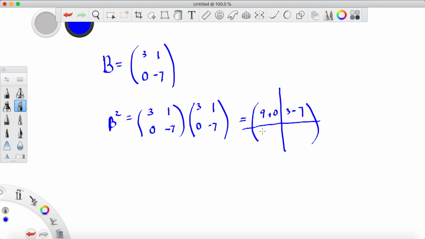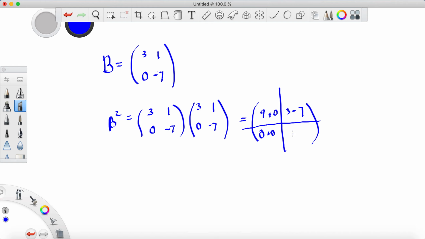Okay, so this position is row 2, column 1, so that should correspond in this matrix to the second row, and here the first column. 0 times 3 is 0, plus -7 times 0 is 0. So this is going to be 0 plus 0.